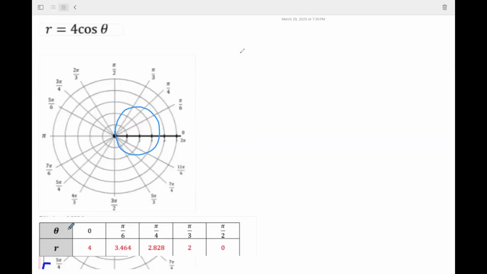Now, let me ask you, r will be equal to minus 4 cos theta. What happens here? Let me put it into a different color. So what would happen to that because of this minus 4? Would it be reflected? Yeah, it will open on the left. Makes sense? Same thing though. It will be 4.